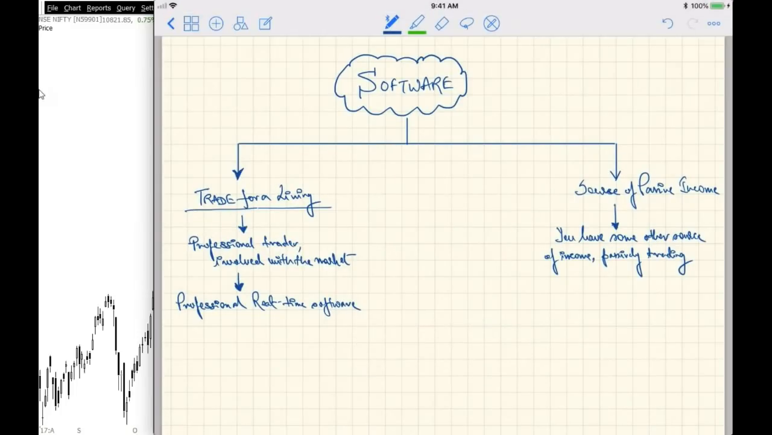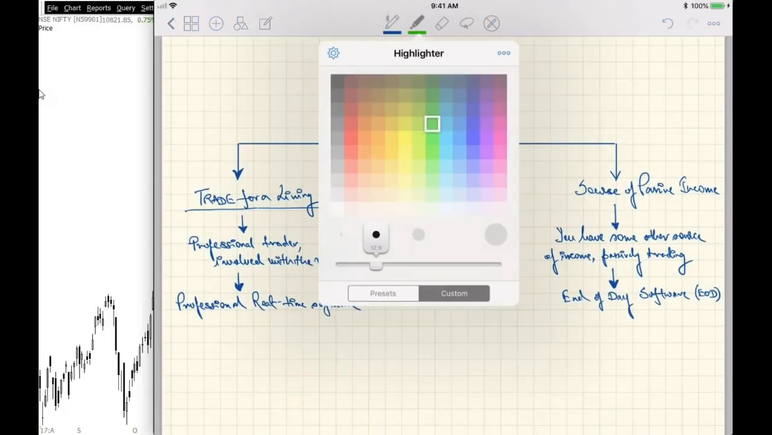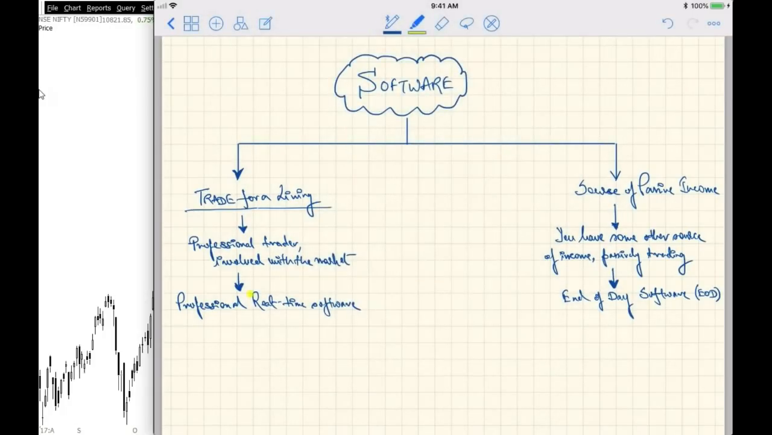However, if you are looking at the market from a passive point of view, you have a job and you'll be checking it occasionally, so obviously you don't need a real-time software. You will need an end-of-day software, the EOD software. Now, this is your first level of differentiation: real-time software and end-of-day software.